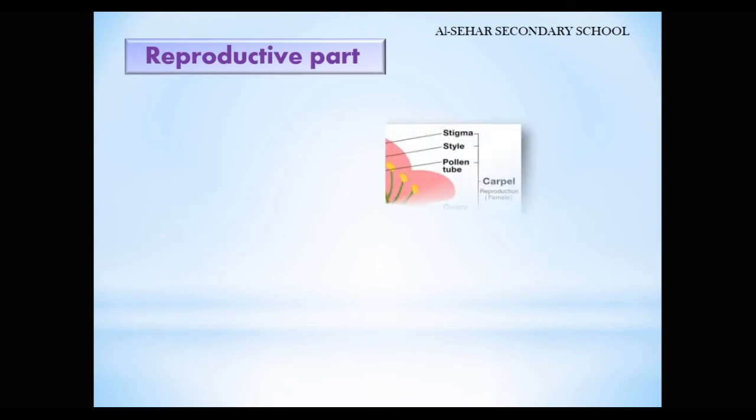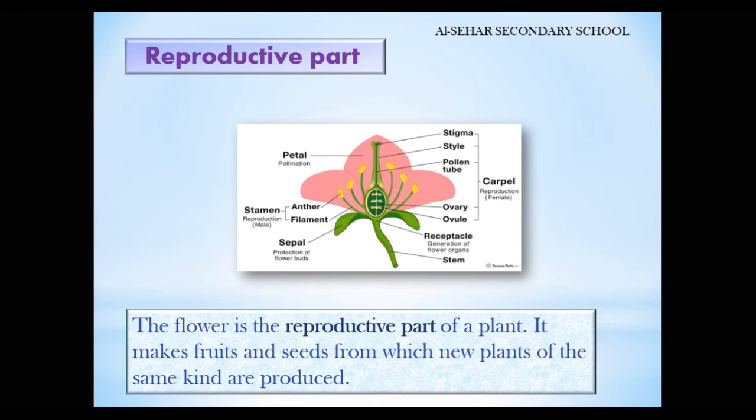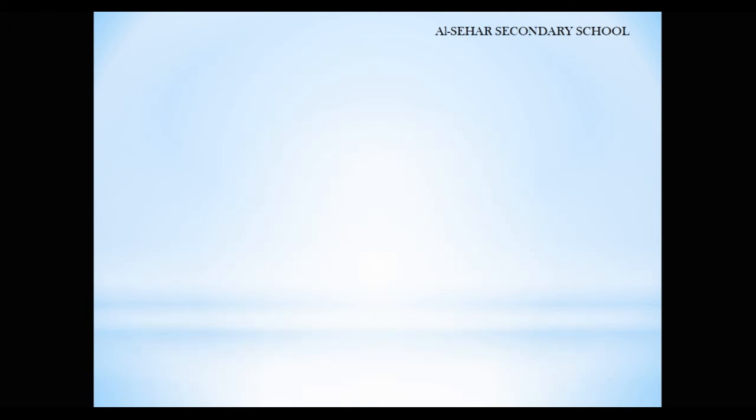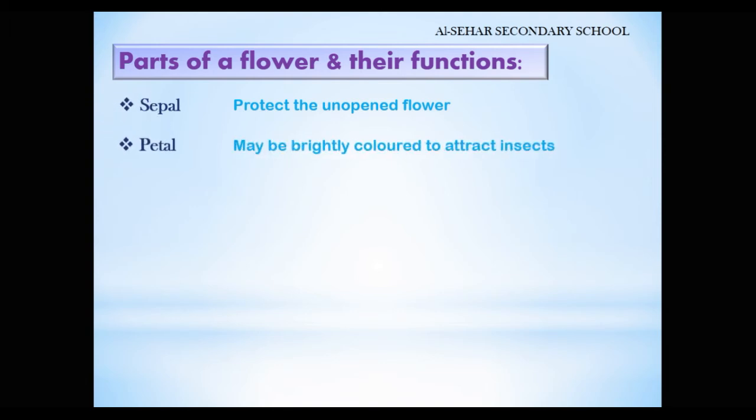Reproductive parts. The flower is the reproductive part of the plant. It makes fruit and seeds from which new plants of the same kind are produced. Let's see the parts of the flower and their functions. Sepal. Sepals protect the unopened flowers. Petal. Petals may be brightly colored to attract insects.